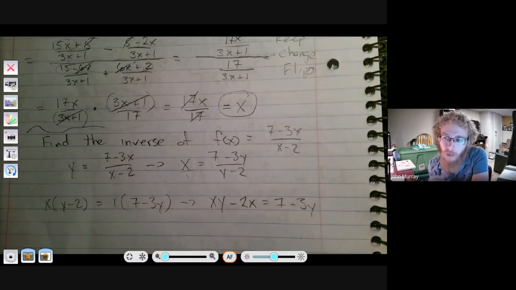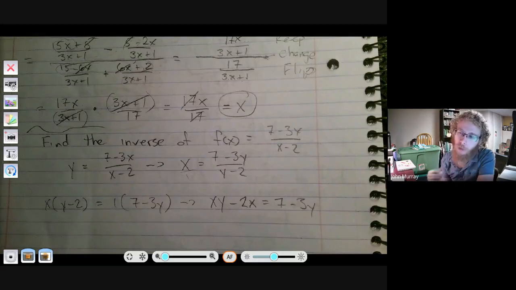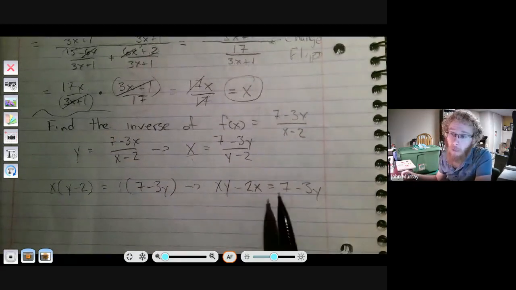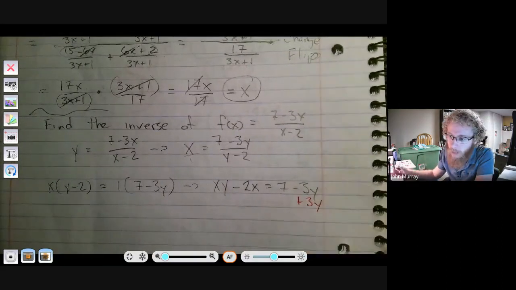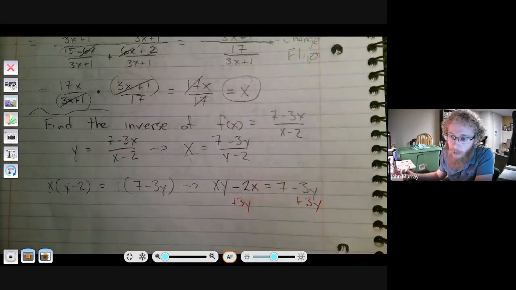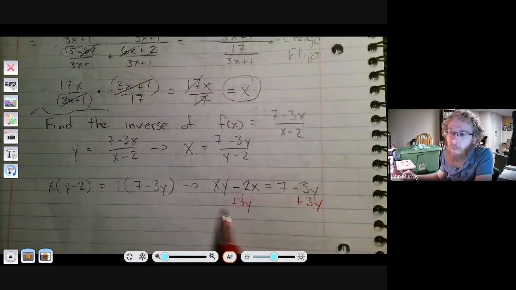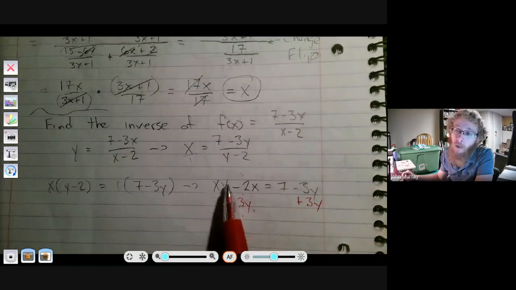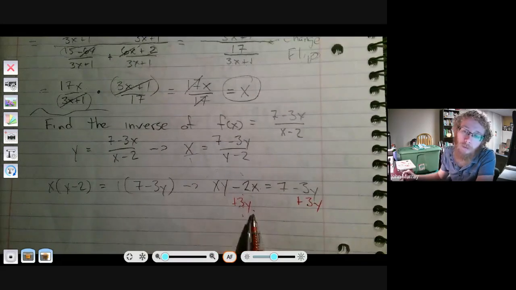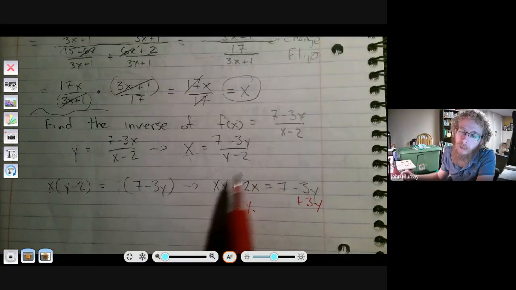Now from this point, you may take a different approach, but as long as you end up with the same final answer, you're good. So I'm going to add 3y to both sides because I don't like dealing with negatives. Now be careful. I can't combine this with anything because our variables have to match up exactly. If this was 3x, then I can combine the 2x and 3x, but this is 3y. Here I have a y, but it's also xy.